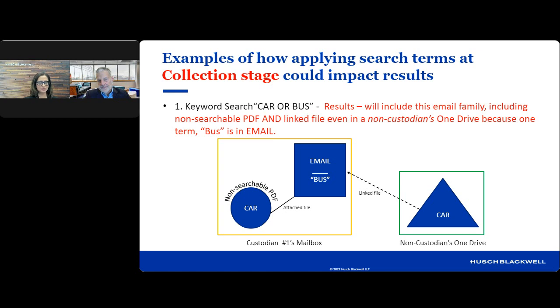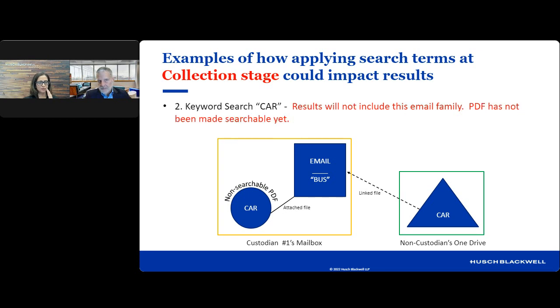Second example, same thing, this email came from a non-custodian. This time, the email only contains the word bus. The word I'm looking for, car, is in the non-searchable item, and it's in that linked document. This entire email and the linked document will not be in my results, for two reasons. First of all, in the collection stage, I have not OCR'd my PDF yet, so I'm going to miss it. Second, in the collection stage, it's not pulling the links in yet.